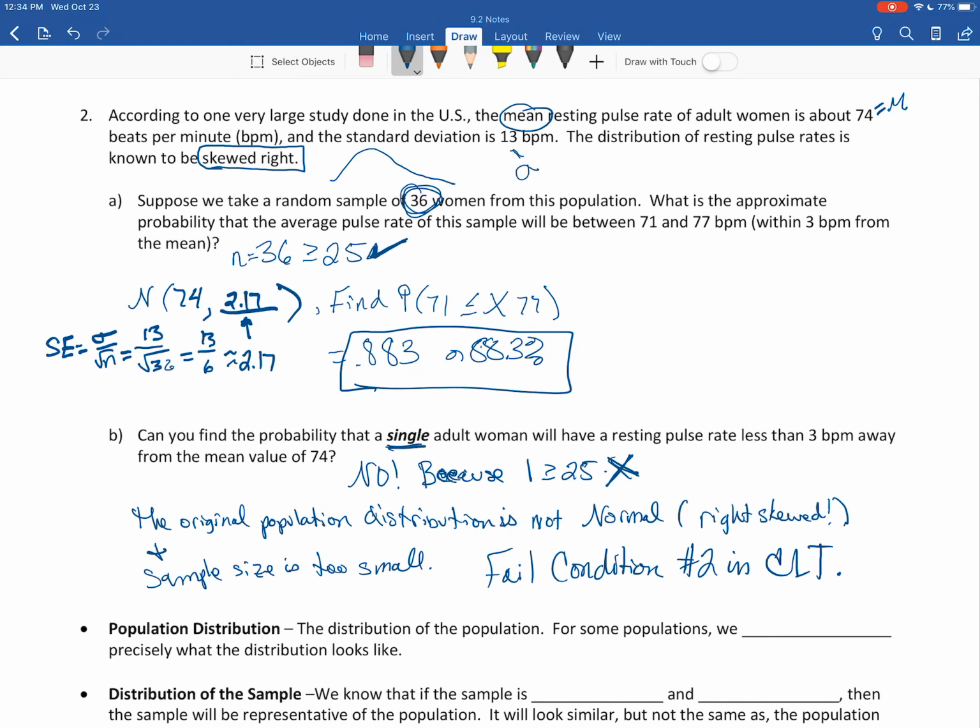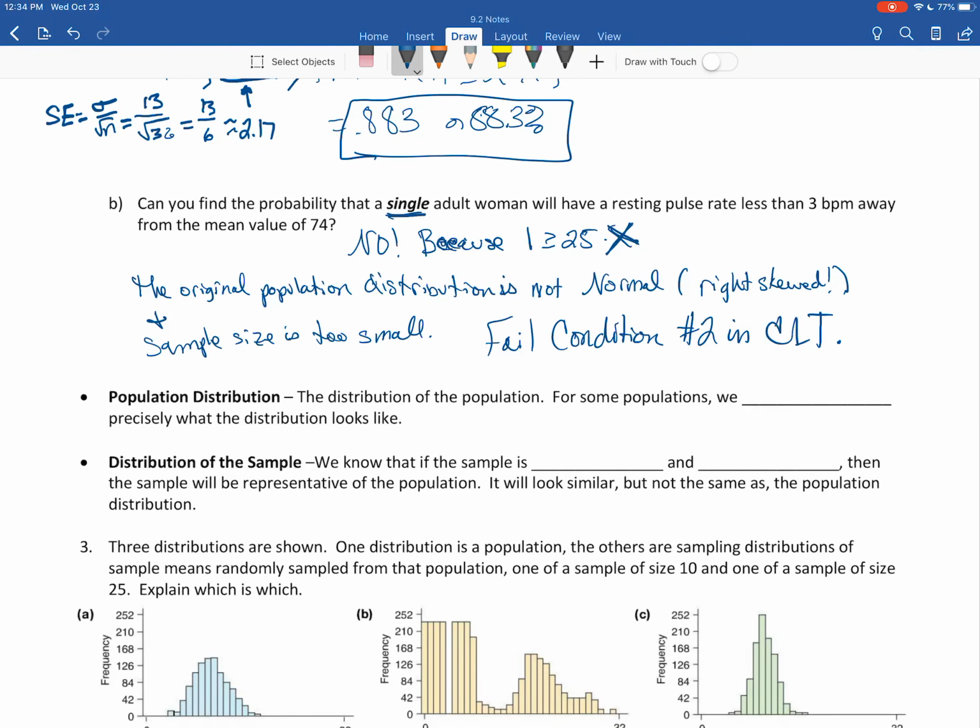So do be very careful when you're doing your questions in MLP. If it tells you in the problem that the original distribution, the original population, is normal, you are good to go. If it doesn't, or if it tells you flat out that it's skewed one way or another, then you have to make sure you hit that 25 sample size, otherwise you cannot proceed.